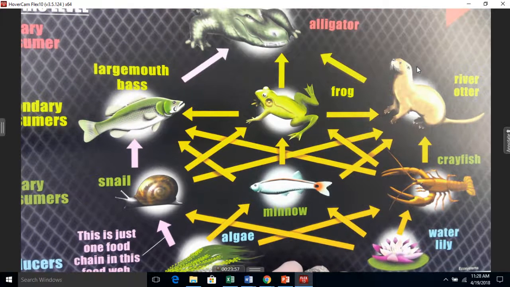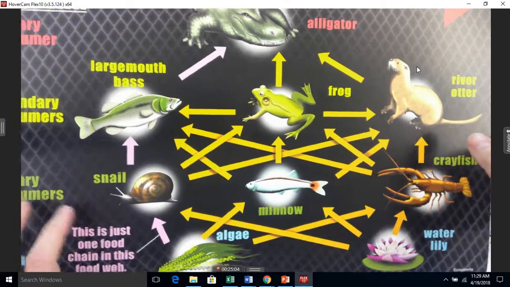Does that make sense? It's too small. Do y'all understand what I'm saying? Nobody has any questions about this at all? You tell me, what does the crawfish eat? You can't tell what the crawfish eats? Raise your hand if you know what the crawfish eats. A water lily? Okay. And algae. Who doesn't understand?